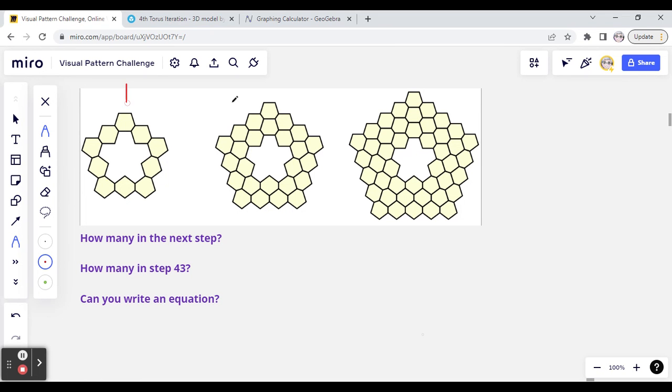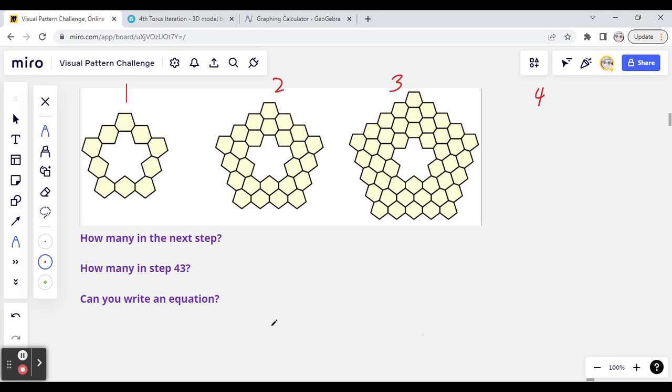Here's our pattern today. Here's step 1, step 2, step 3, and your challenge is to predict the number of hexagons in step 4. This is a difficult one. If you can get step 4, can you get step 43? And can you write an equation that could be used to get the number of hexagons in any step at all? I think this may be the hardest one we've ever had. So however far you can get, give it a shot, pause the video, and see how it goes.